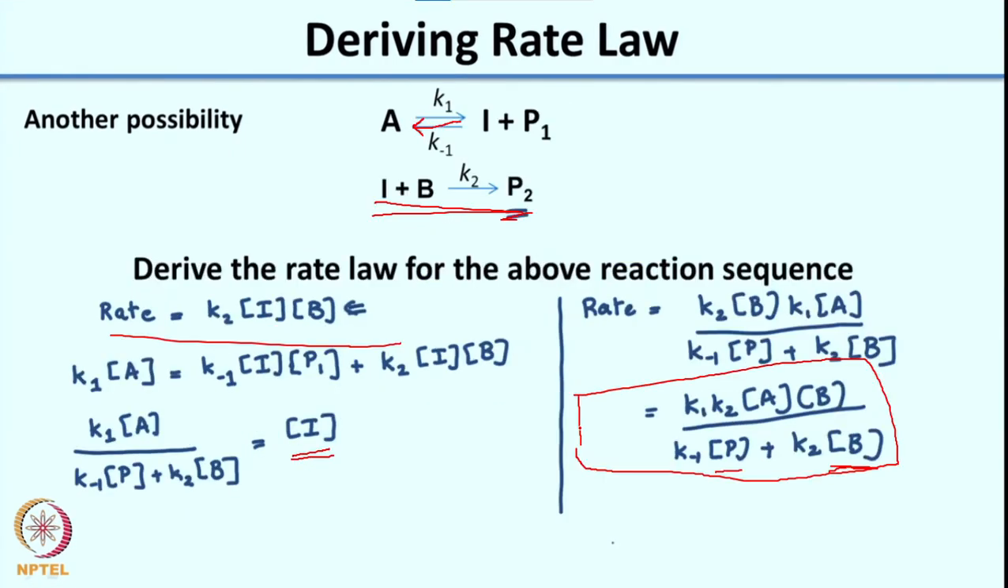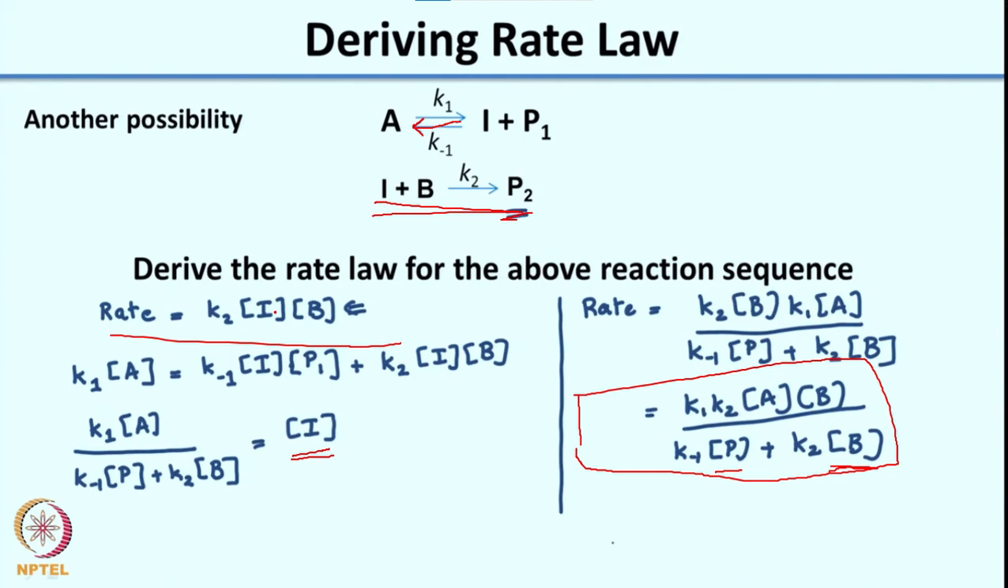Then we go through another possibility of the reaction, where A is converted to intermediate I and some amount of product 1, then the intermediate further reacts with the substrate B to give product 2. For this type of reaction again we have derived the rate in terms of product 2 formation. So we have written here K2 concentration of I and concentration of B.